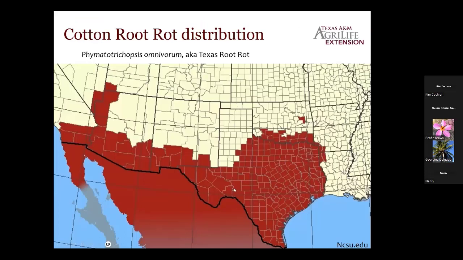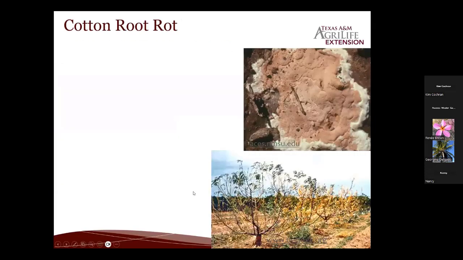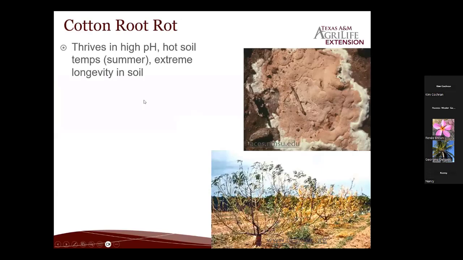All right, so cotton root rot is a very prolific issue in our area of Texas and throughout the Southwest US. I actually just found a new spot of this, well, new to me, last week in a cotton field. It also goes by the name Texas root rot or Phymatotrichopsis root rot, but it is going to thrive in relatively high pH soil. It really likes like 7.5 to 8.